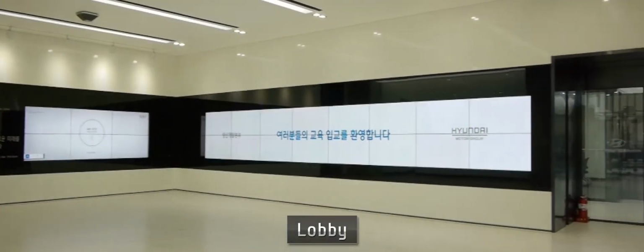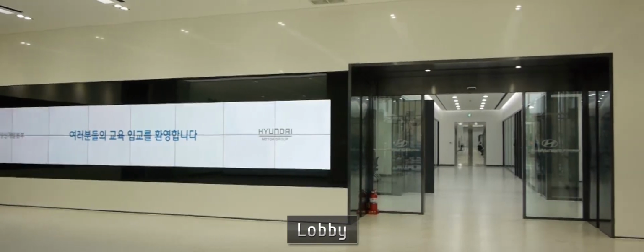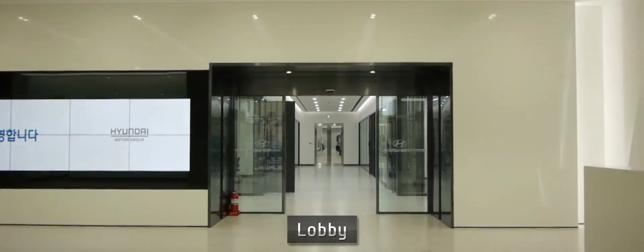The lobby is a place for manufacturing engineers to communicate ideas about what the future of Hyundai Motor Group will look like.